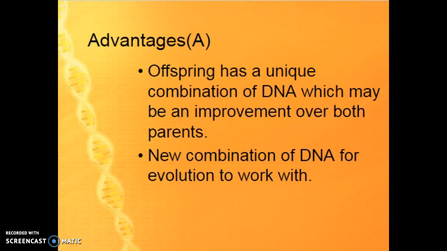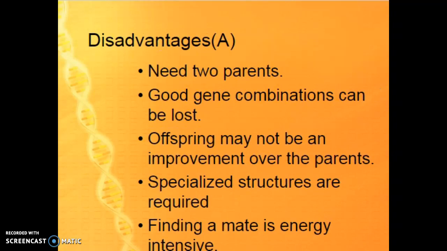So in terms of advantages of sexual reproduction, the offspring is going to have a unique combination of DNA, which may be an improvement over both parents, may not be. The new combination of DNA is definitely going to be great for evolution because there's going to be new traits to work on. Of course, there are disadvantages. You need two parents. You can lose, like I said, in the sexual reproduction chunk. I'm awesome. I could lose some of my awesomeness that my kid may not get.